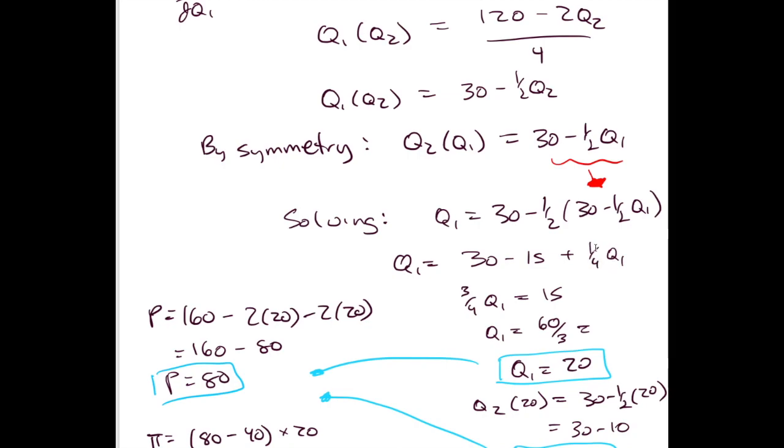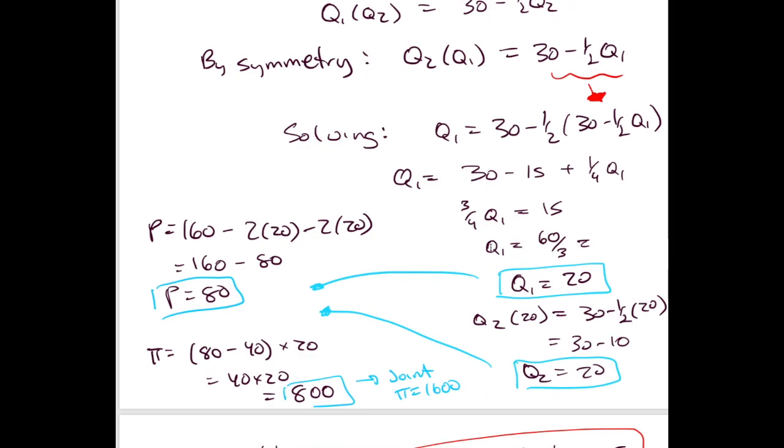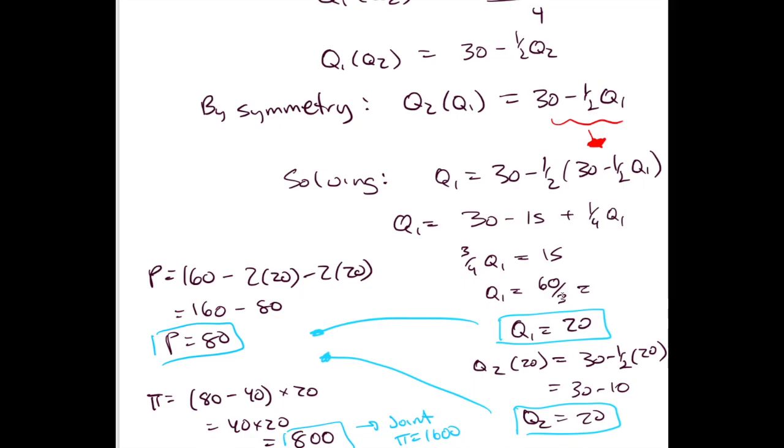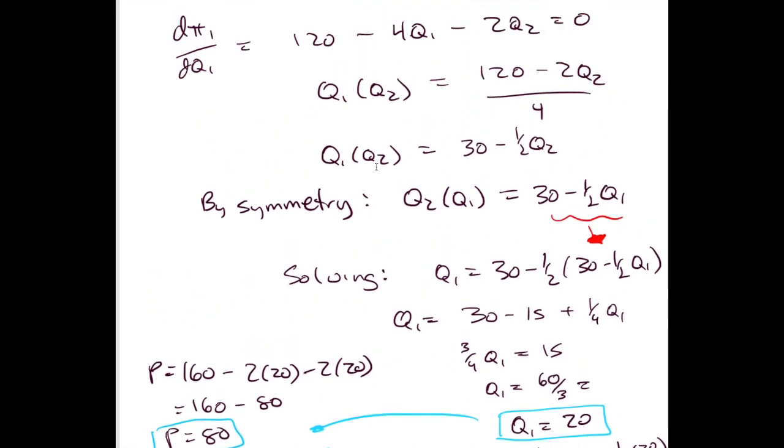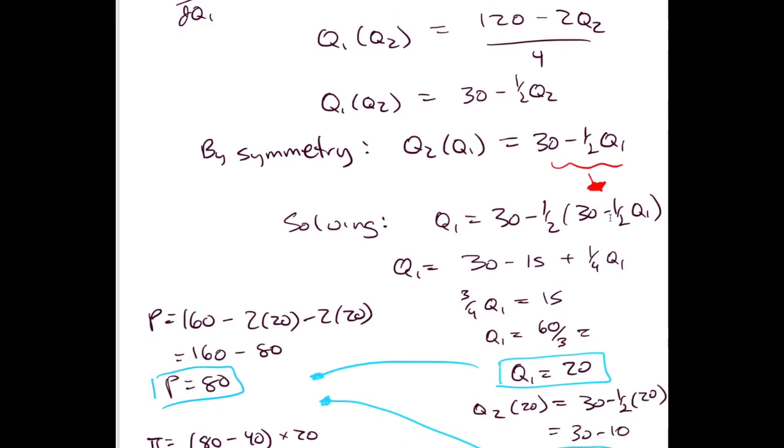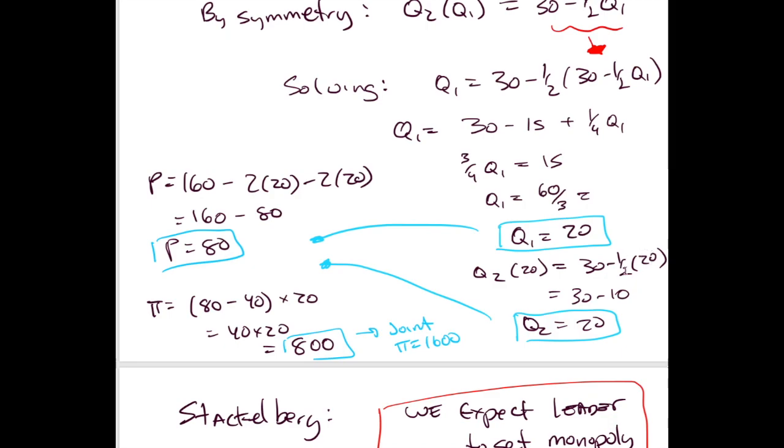Moving the q1 to the other side, I end up getting 3/4 q1. This is just going to be 15. Multiplying through, 4 times 15 is 60, divided by 3 is 20. So firm 1's optimal choice is 20. Let's drop that into firm 2's reaction to firm 1's choice. We're just using this function right here. And so I'll have 30 minus 1/2 times 20, or 30 minus 10 is 20, right?